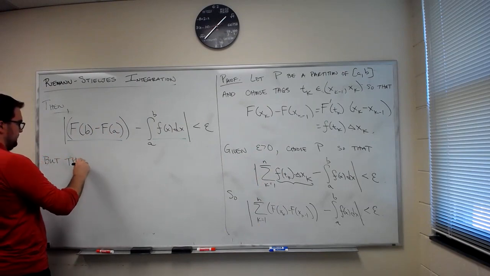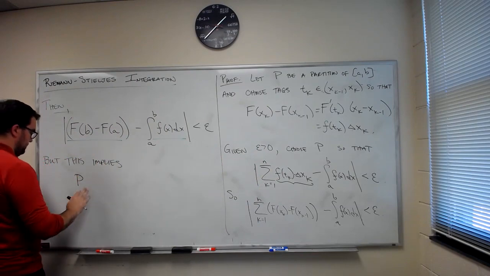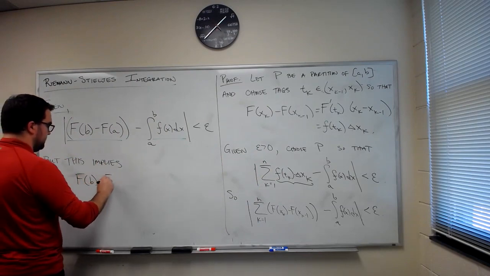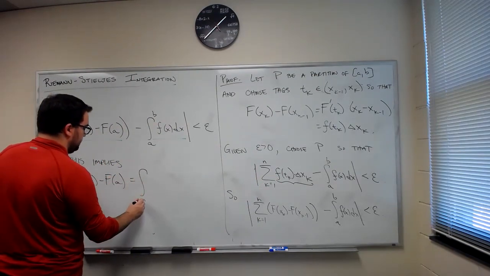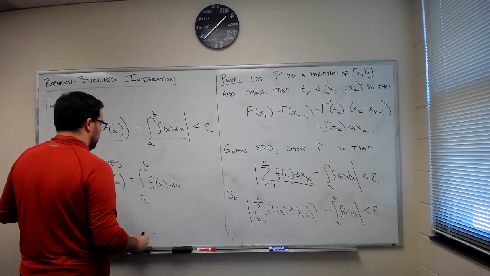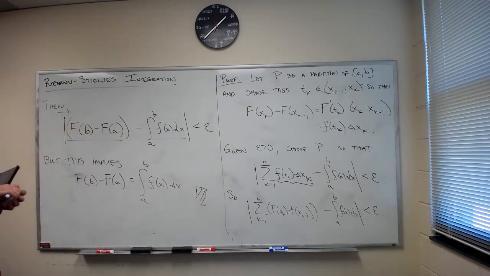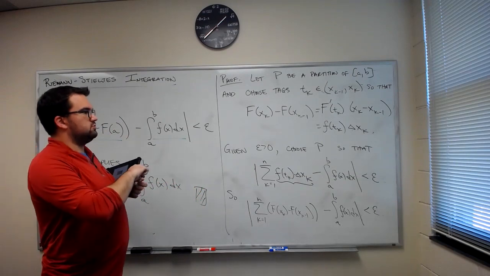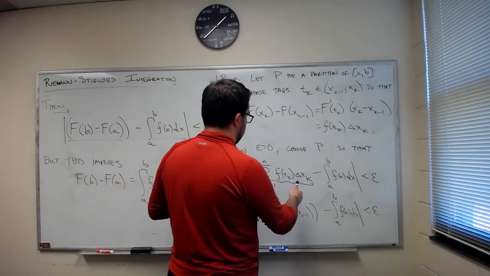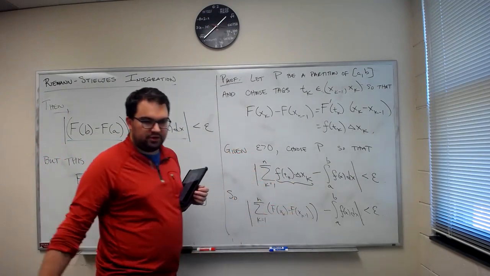This implies, not P, sorry, F of b minus F of a is equal to the integral from a to b of f of x dx. And I'm done. All right. So the clever trick here was choosing these tags in the particular way.